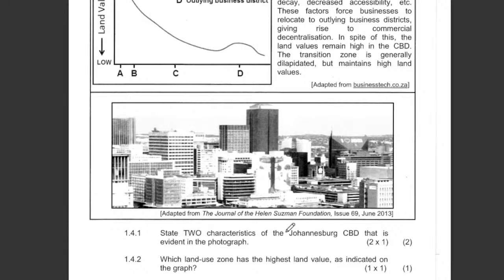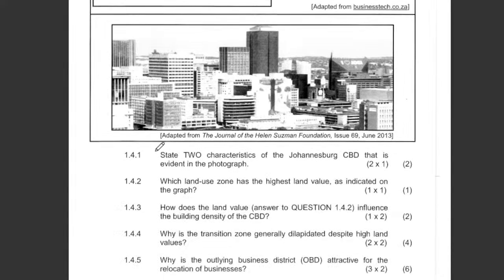State 2 characteristics of Johannesburg CBD. What do you see here? The buildings are too tall. Okay, the height of the buildings is very high in the CBD. Number 2, you also look at the building density. Okay, the buildings are so close to each other. All right, it's only 2 times 1, so you need to give those 2 facts.